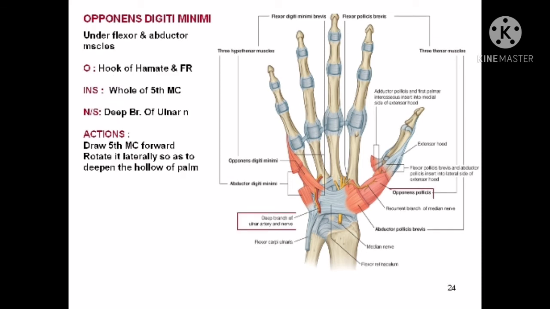The opponens digiti minimi lies under the flexors and the abductor muscles. It arises from the hook of the hamate and the flexor retinaculum. It inserts along the whole of the fifth metacarpal bone, and is supplied by the deep branch of the ulnar nerve. It draws the fifth metacarpal bone forward and rotates it laterally so as to deepen the hollow of the palm. The opponens digiti minimi and the opponens pollicis approximate to each other by means of these two muscles.